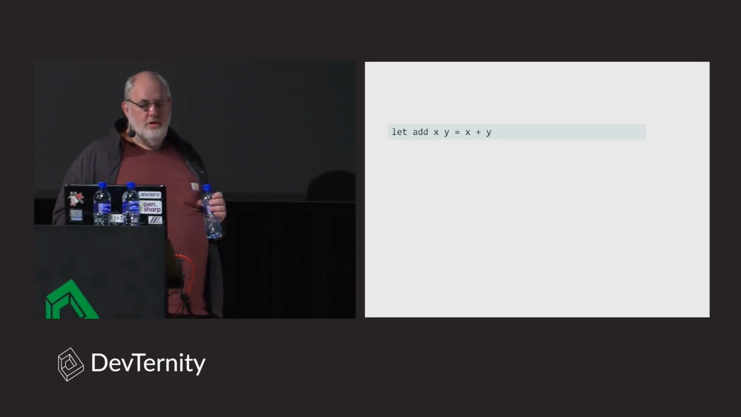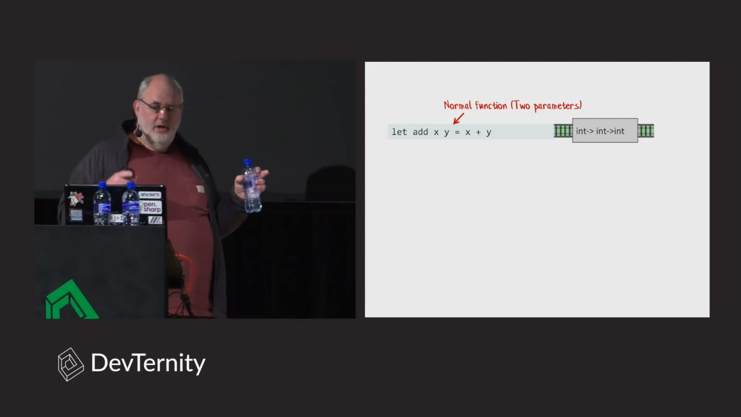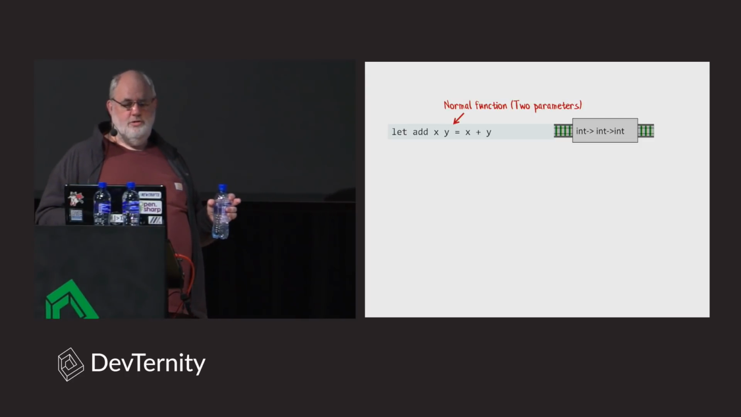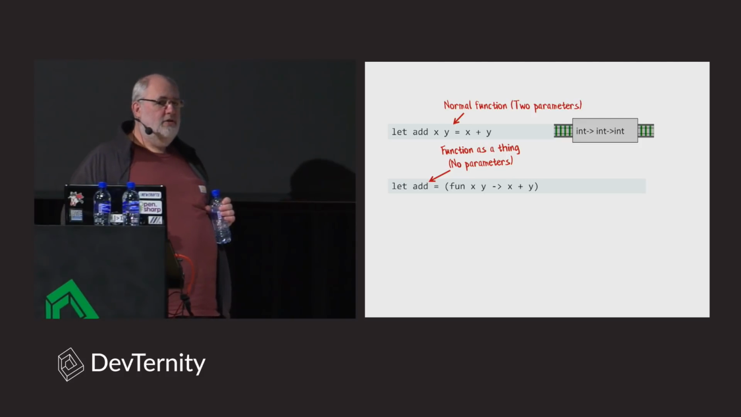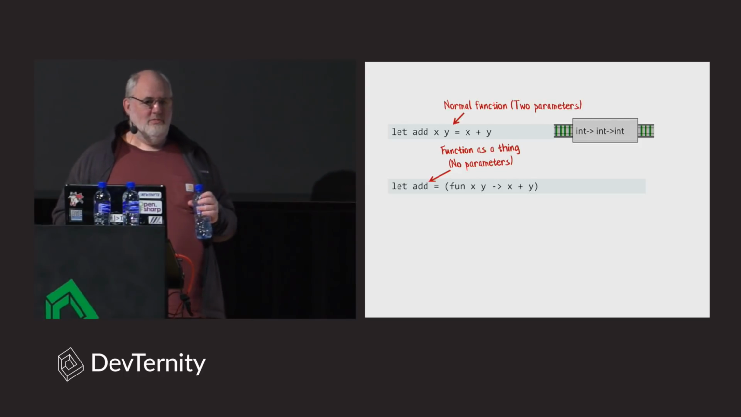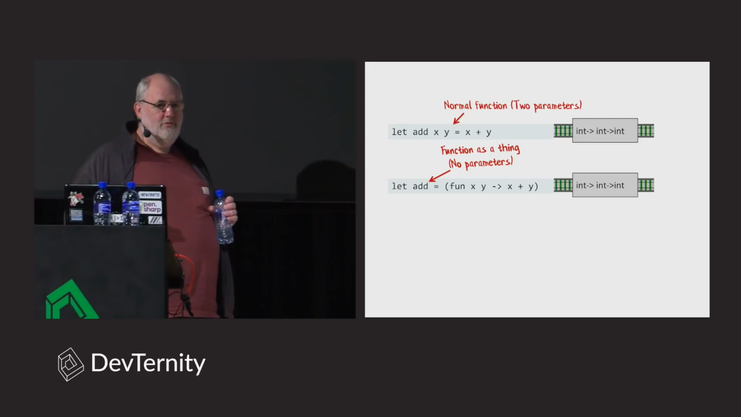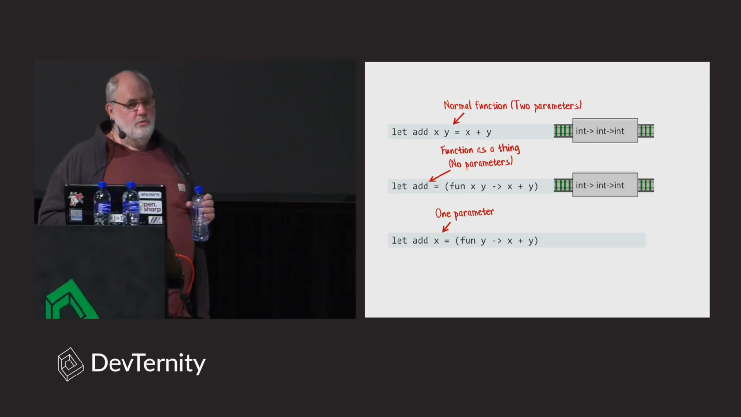So let's say we have a function like this. This is a two-parameter function that adds two integers together. I'm going to represent it like a little bit of railway track, and it's int, arrow, int, arrow, int. That means you take an int, and you take another int, and you spit out a third int. Now, you can also define this as a thing. Here's the same function defined as a lambda. So we're saying the add thing is this lambda expression. And what's interesting is when you look at it as a piece of railway track, it has exactly the same signature. And the third way we're going to do it is as a one-parameter function.